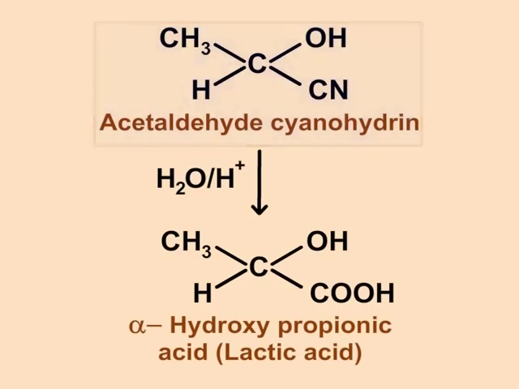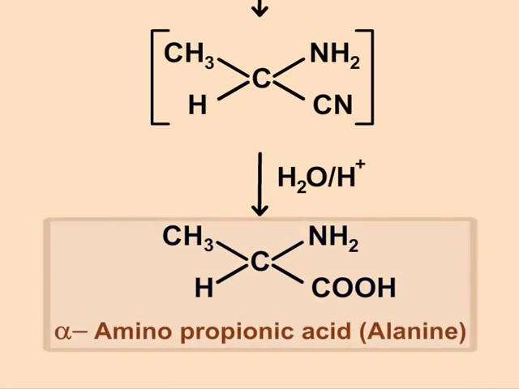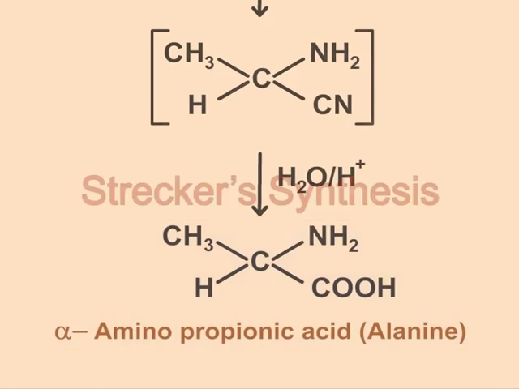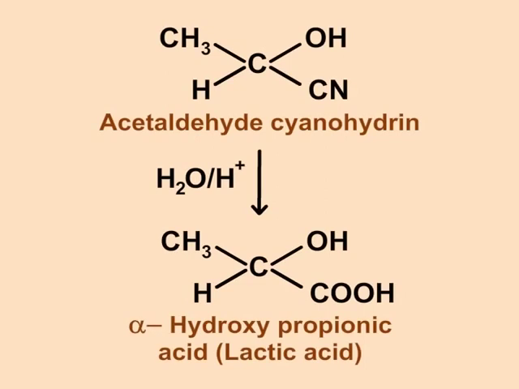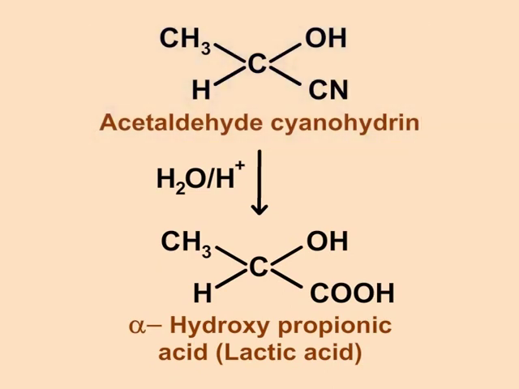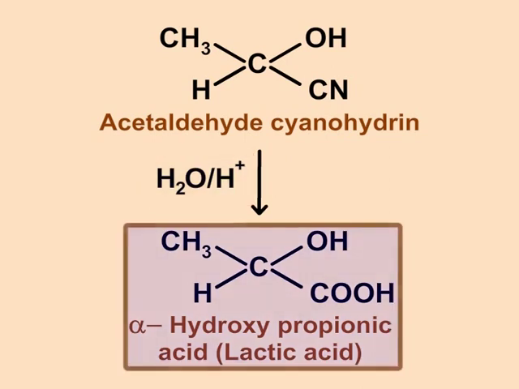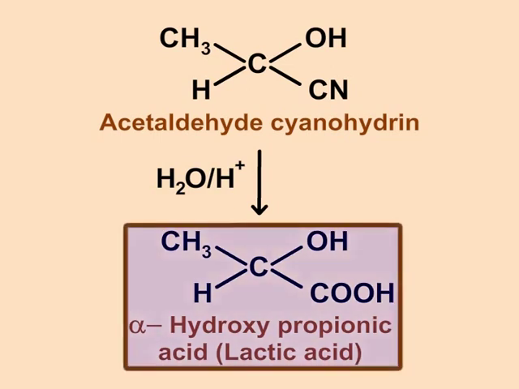Cyanohydrins are useful synthetic reagents and can be used for the synthesis of alpha hydroxy acids and alpha amino acids by Strecker synthesis. Have a look at the equations on the screen. Acetaldehyde cyanohydrin reacts with water in acidic medium to form alpha hydroxy propionic acid or lactic acid.